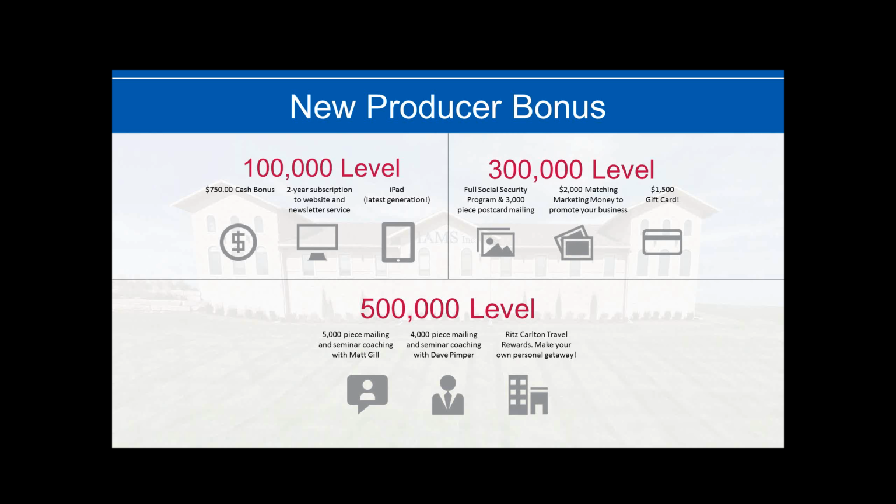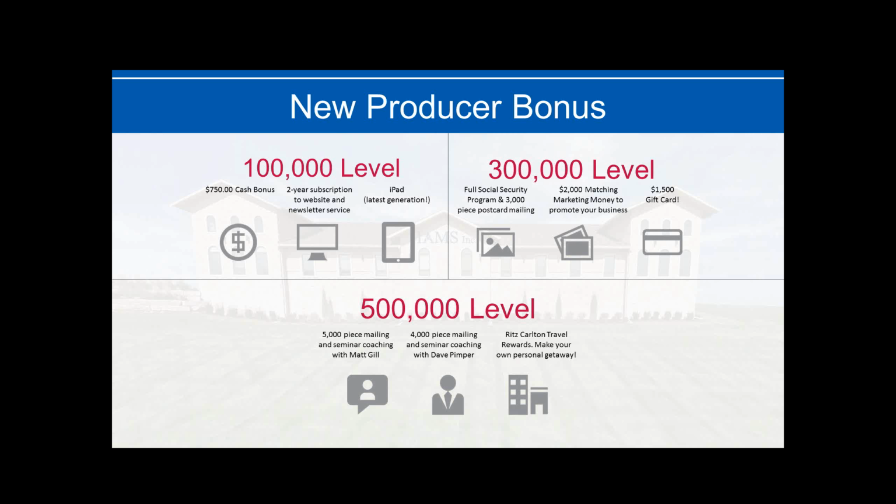If you decide to wait till you get to the 300,000 level, we have the full Social Security program and 3,000-piece postcard mailing. Now, this is an option you can buy into or earn. This is a great way to get in front of more buyers. There's a lot of seniors right now that are retiring, and Social Security is weighing heavily on their minds. So this helps you to get in front of them and really do a lot of financial planning for them. Or you could choose $2,000 matching marketing money to promote your business. Or finally, there's a $1,500 gift card to use as you choose.